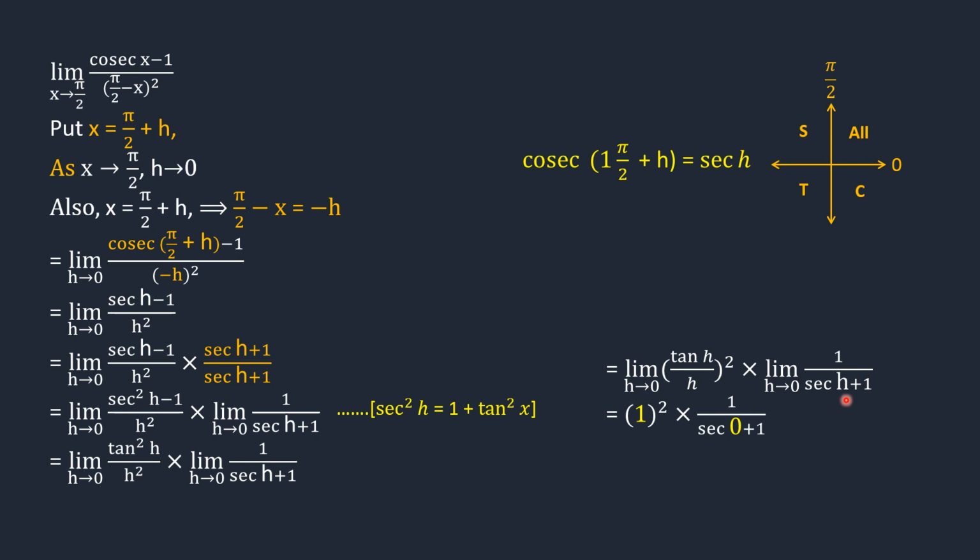and here we will substitute h equals 0 because we know that as h approaches 0, h is not equal to 0, so it will be sec 0. Now sec 0 is 1 upon cos 0. Cos 0 is 1, so sec 0 will be 1. So in the next step we get 1 over 1 plus 1, which is 1 half, and the final answer will be 1 half.